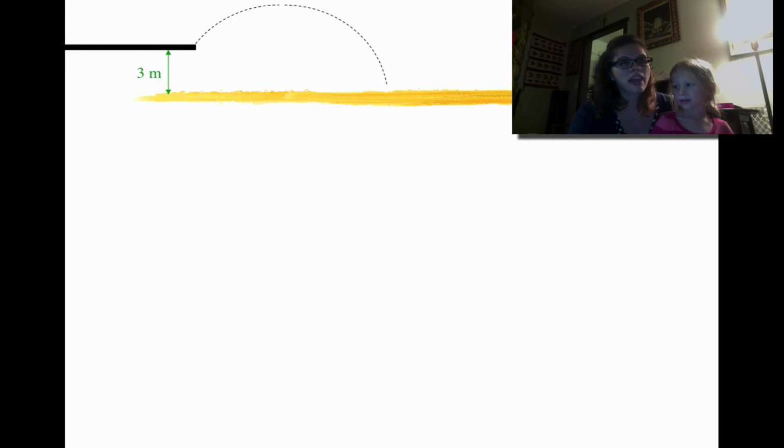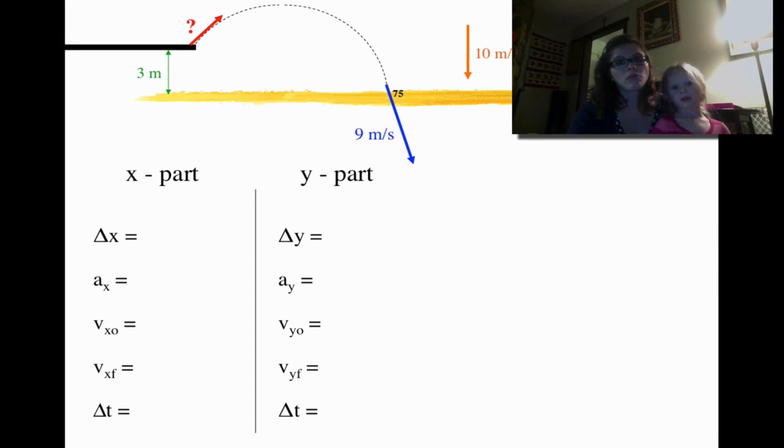So this is the path that the diver's going to take. The diver's going to jump up, go up for a little bit and then fall back down into the water. So we know that the diver's final velocity is 9 meters per second at 75 degrees with respect to the horizontal. And so here's a picture of what's going on.